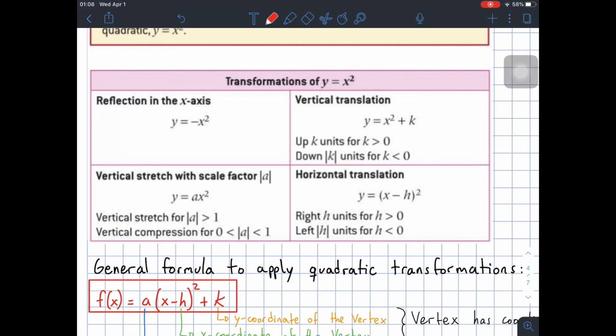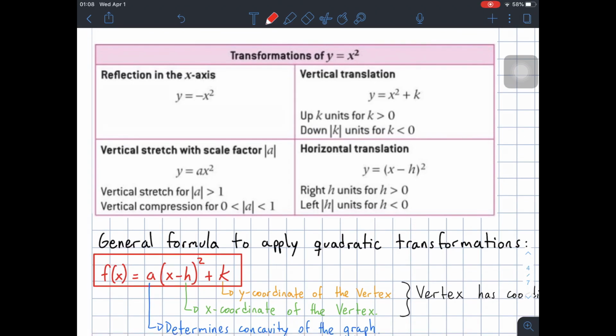If we want to reflect this graph on the x-axis, it's just adding a negative sign in front of the parent function. If we want a vertical translation, we add a value k. If the value of k is positive, it moves up. If the value of k is negative, it moves down.